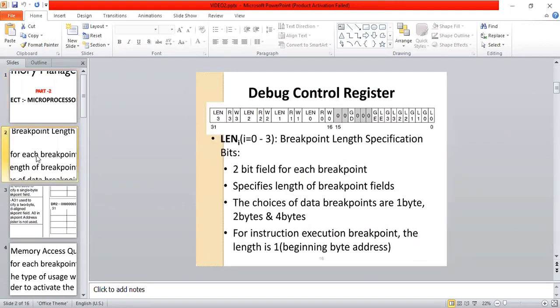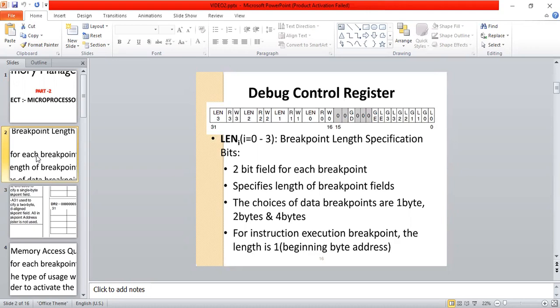The debug control register that we saw in previous lectures, the debug registers and debug control registers, as shown in the figure. The LEN bits specify the breakpoint length, a 2-bit field for each breakpoint. LEN specifies the length of the breakpoint fields. The choices for data breakpoints are 1 byte, 2 bytes, and 4 bytes.